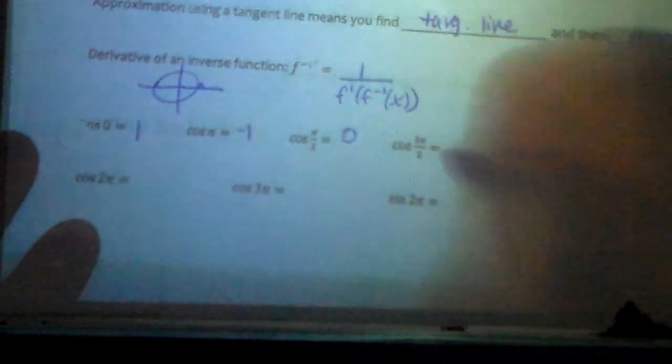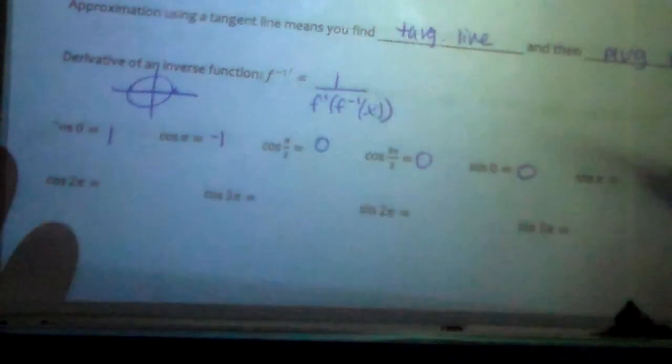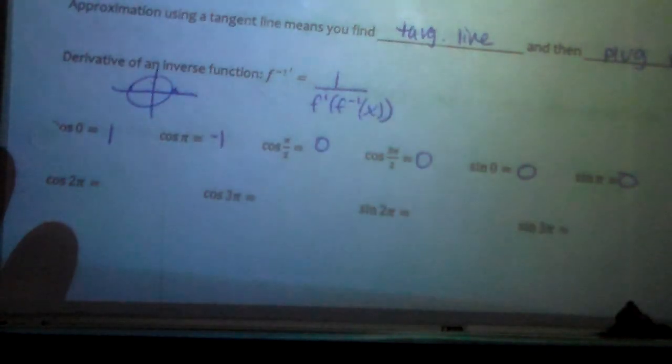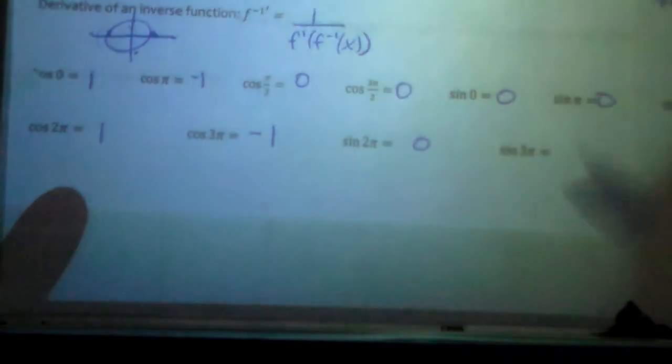Cosine of 0 is 1, cosine at pi is negative 1, cosine of pi over 2 is 0, cosine at 3 pi over 2 still 0. Sine at 0 is 0, sine at pi is 0, sine at pi over 2 is positive 1, 3 pi over 2 is negative 1. Cosine of 2 pi is back here, that's 1. Cosine of 3 pi, 2 pi, 3 is 1 more, it's back at negative 1. Sine of 2 pi is 0, and sine of 3 pi is 0 as well. And then natural log of 1 is 0. That is something you need to know.